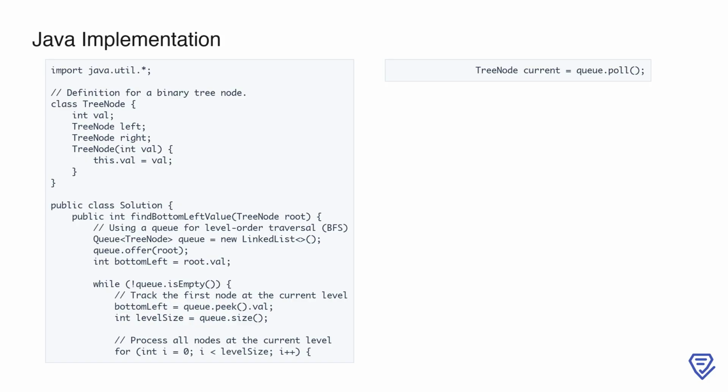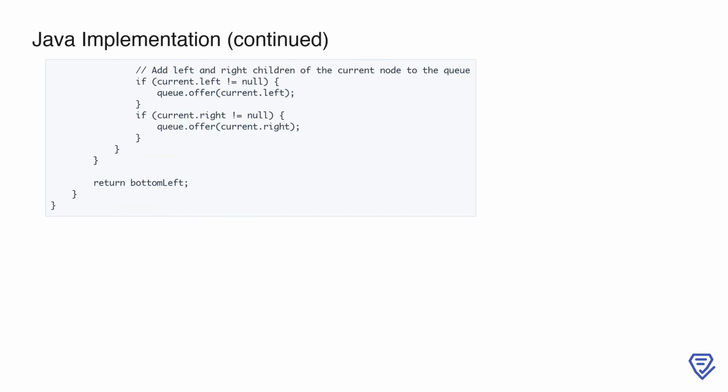We initialize the queue with the root node and set the bottomLeft variable to the value of the root as a starting point. The while loop begins the traversal, and it continues as long as there are nodes in the queue. Before diving into each level, we update the bottomLeft variable to the value of the first node in the queue, because this node represents the leftmost node at the current level. Next, we determine the number of nodes at the current level using queue.size, and then process each node at that level using a for loop.